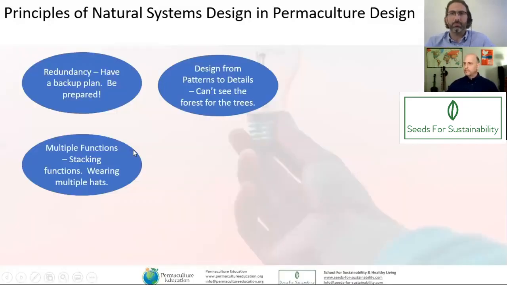Okay, so design from patterns to details. Get the bigger picture before you start deciding on the details. What we do in permaculture is we look at the overall patterns that exist. We look at the landscapes, the landforms, and how the wind comes across into the area that we're designing. The energies, the sunlight, the wind, the water, how water acts on the landscape that we're designing.